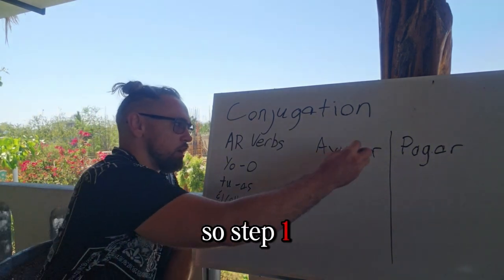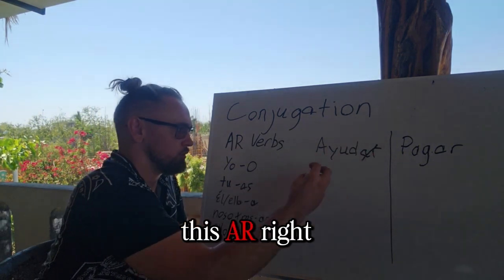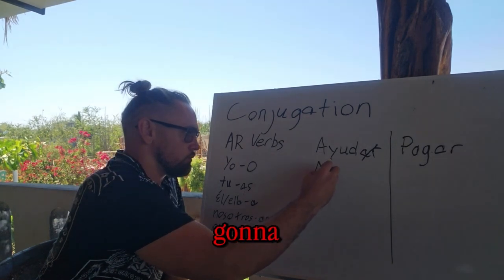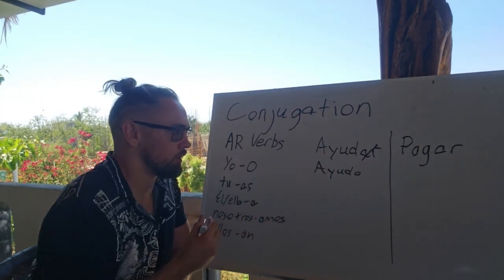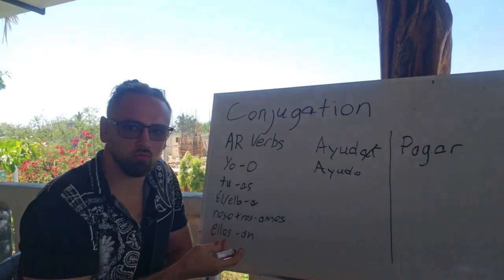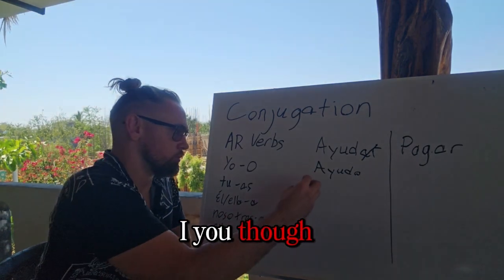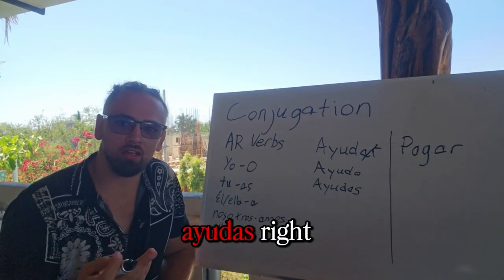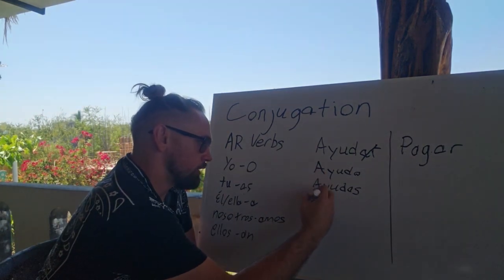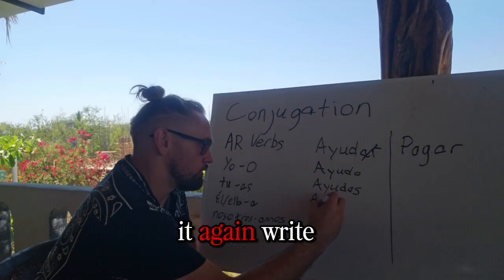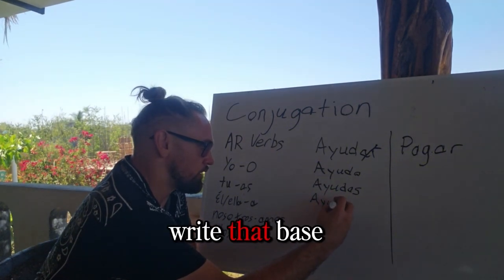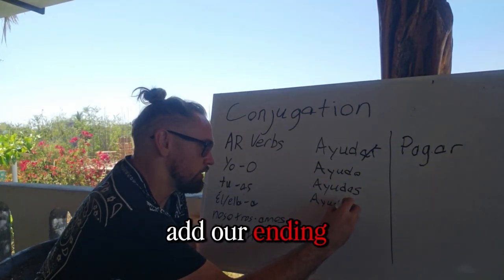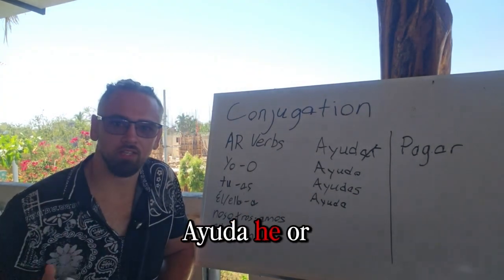So, step one, we're going to remove this AR, right? And then we're going to write the stem, and we're going to add our ending. Ayudo, right? I help. Yo ayudo. Right? Remove the AR, add AS, tú ayudas. Right? We're going to do it again. Write that stem, write that base, add our ending. Ayuda. He or she helps.